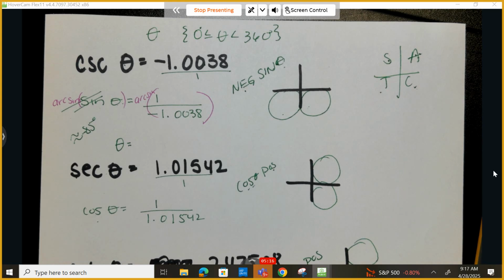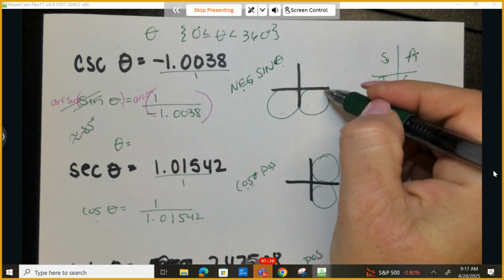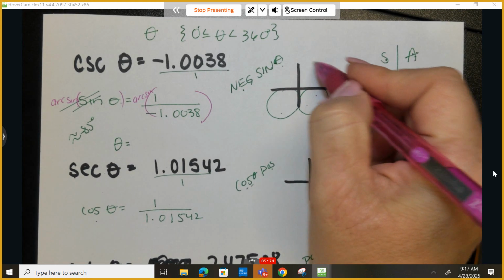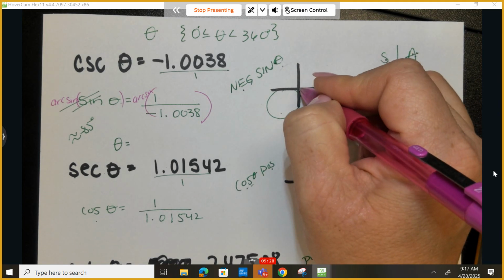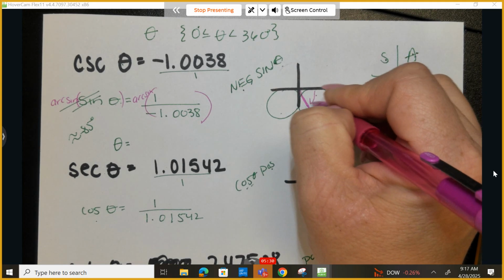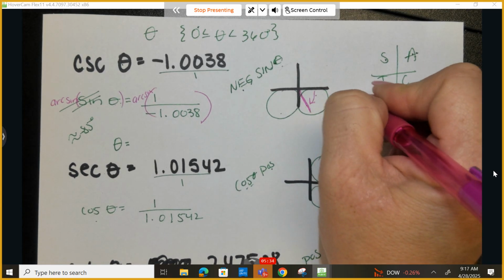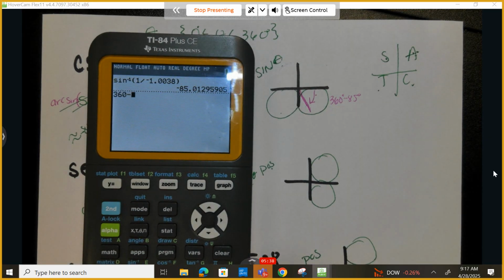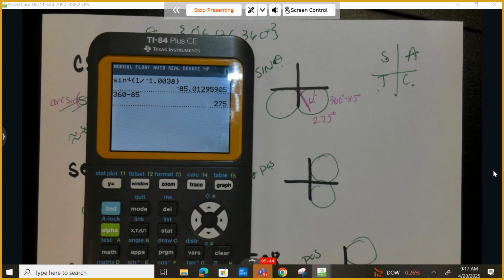How does that help me? Because negative 85 is not between 0 to 360. What does negative 85 mean? It means we start here, and instead of going up, we're going to drop down 85. Now, on a calculator, that means we're going to be at 360, and we're going to drop down 85 degrees. So I'm going to grab my calculator, 360, subtract 85, and I believe one angle measurement is 275.